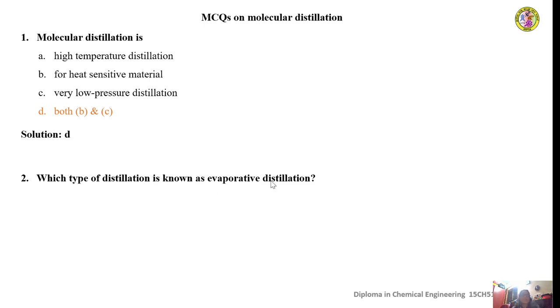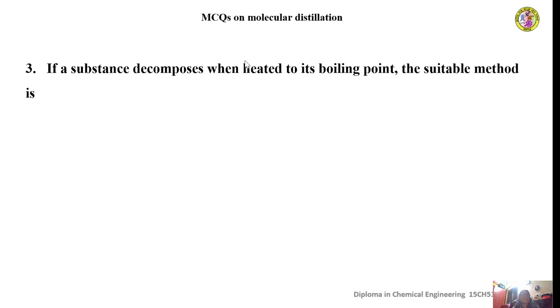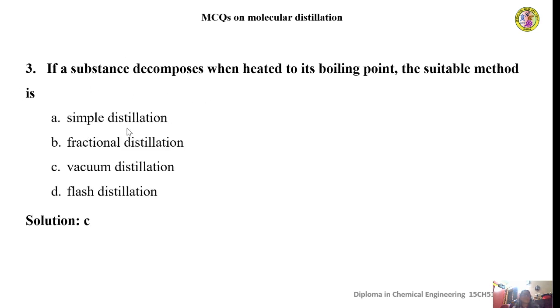So which type of distillation is known as evaporative distillation? Flash distillation, simple distillation, molecular distillation, fractional distillation. So evaporative distillation is another name for molecular distillation. So option C is the answer for this question. So if a substance decomposes when heated to its boiling point, the suitable method of distillation is simple distillation, fractional distillation, vacuum distillation, flash distillation. So for heat sensitive product, we have to carry out a vacuum distillation in order to prevent its decomposition. So C is the right answer for this question.